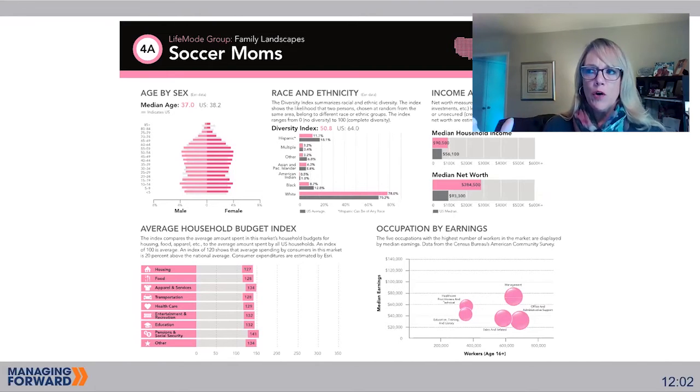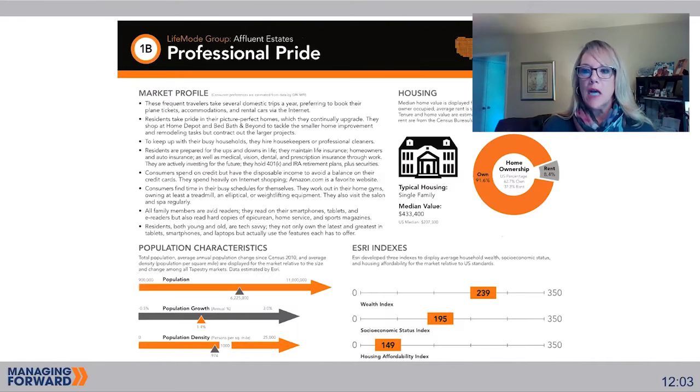And then her third top tapestry was Professional Pride. So the next slide just goes into, once again, the next page in that profile. Frequent travelers take domestic trips, prefer booking their own plane tickets and accommodations via the internet. Right there, then, do I purchase online ads, because that's where they are and that's where they're looking to spend their money, but that's where they spend a lot of their time.